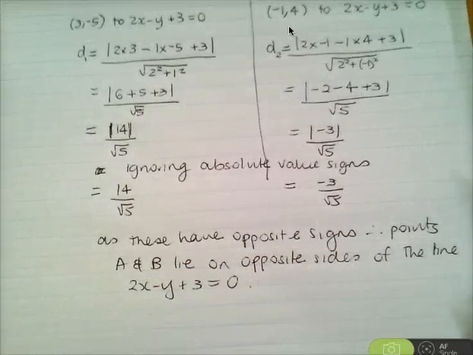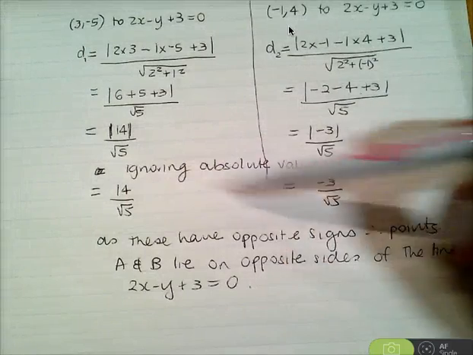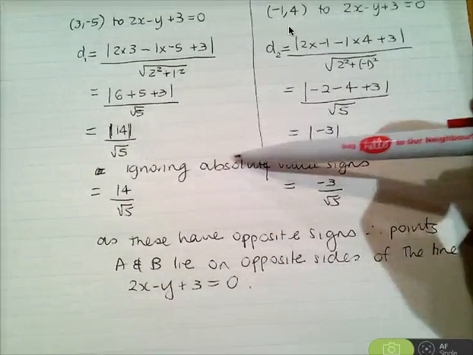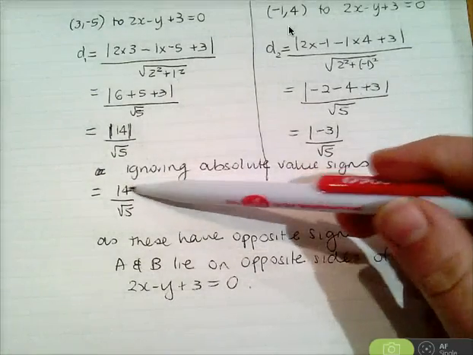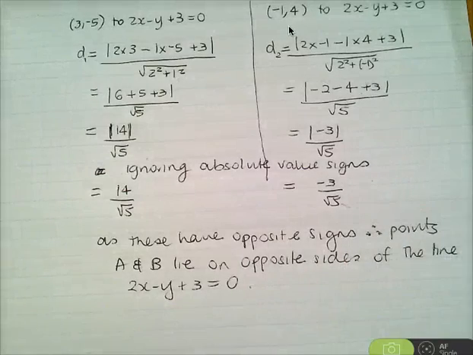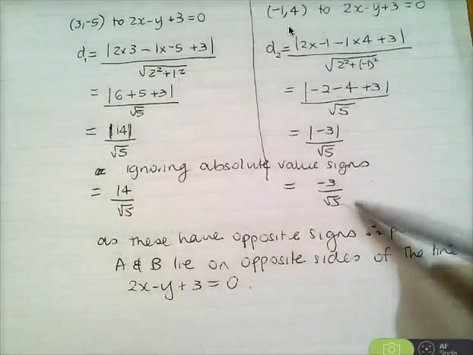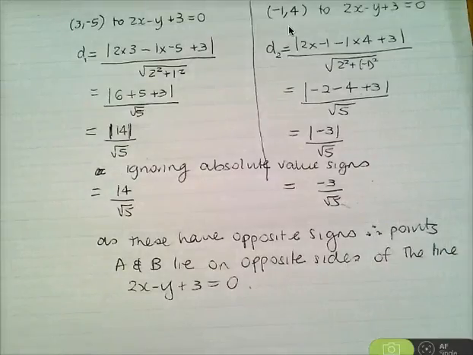Okay, so what you can probably do is actually not put the absolute value signs in at the beginning, or you can put them in there and then say, ignoring absolute value signs, you can see that these have different signs. One's positive, one's negative, therefore the points lie on opposite sides of the line. Now, if both of these were negative, they would lie on the same side, or if both of these distances here were positive, they would also lie on the same side of that line.